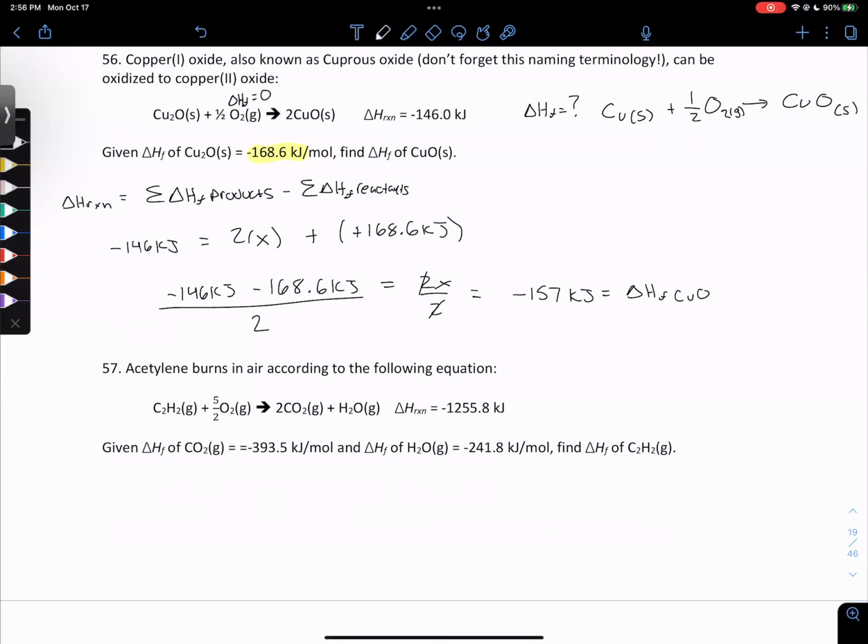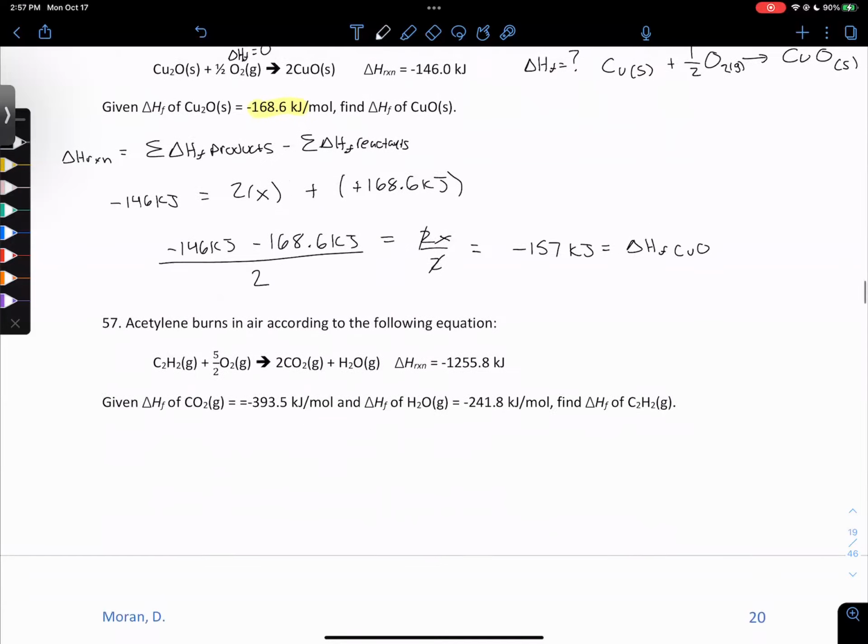Good. But if it wasn't oxygen, like let's just say the other thing you're reacting with wasn't in its elemental form and had a delta H not 0, you would add it to the reactant side. So it's the sum of the products minus the sum of all the reactants. Okay. I think there's one in here.